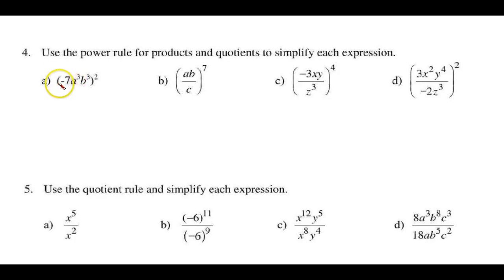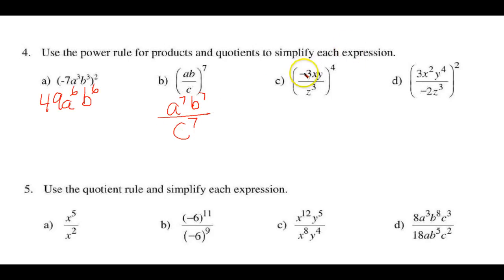Now, because of the parenthesis, it's a -7 times -7, which gives you 49. And then we just multiply. A to the 6th, B to the 6th, and we're good there. Now here this will be A to the 7th, B to the 7th, over C to the 7th.